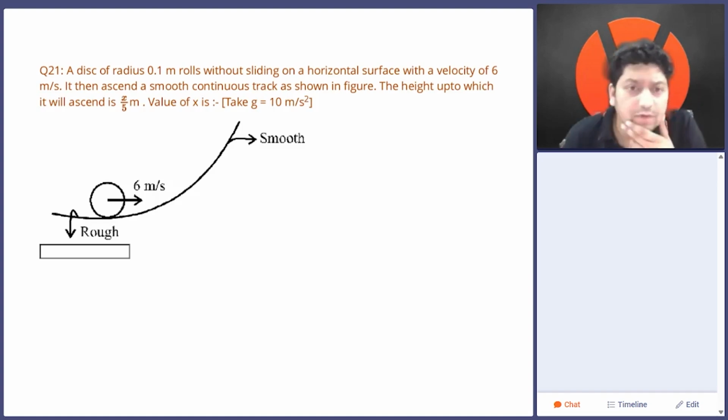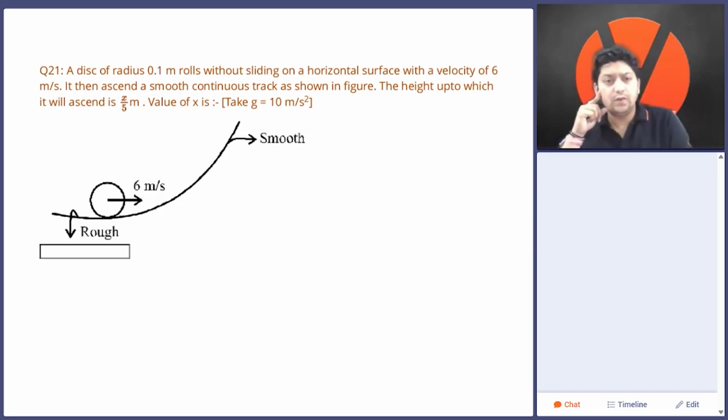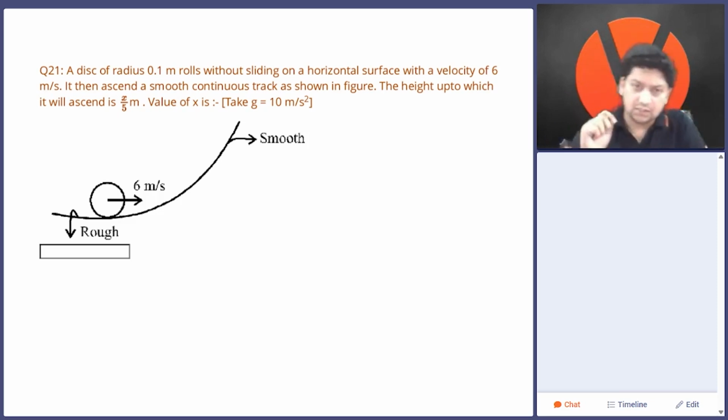A disk of radius 0.1 meter rolls without sliding on a horizontal surface with a velocity of 6 meters per second. That is the velocity of the center of mass. It then ascends a smooth continuous track as shown in the figure. The height up to which it will ascend is x by 5 meters. The value of x is what?